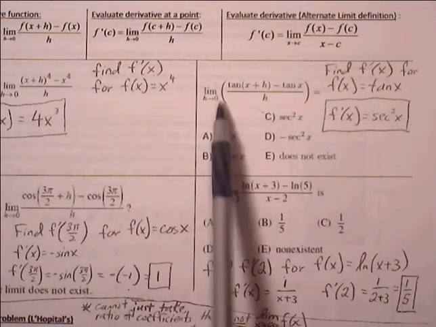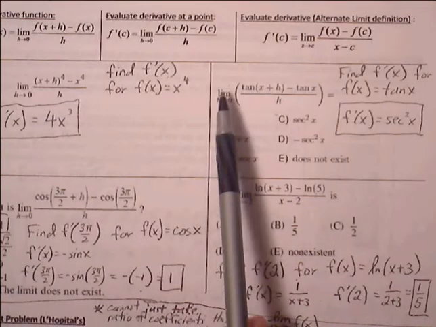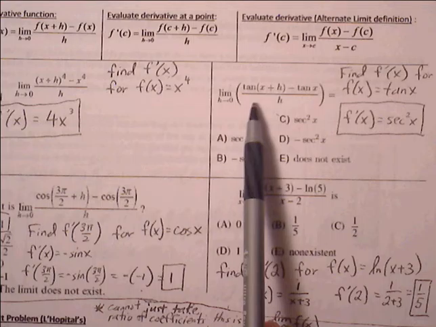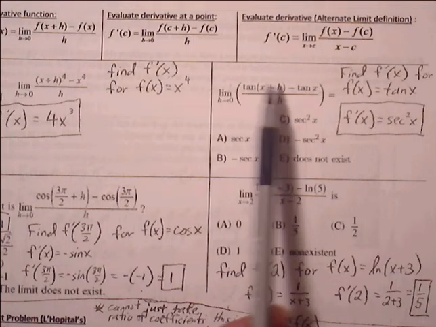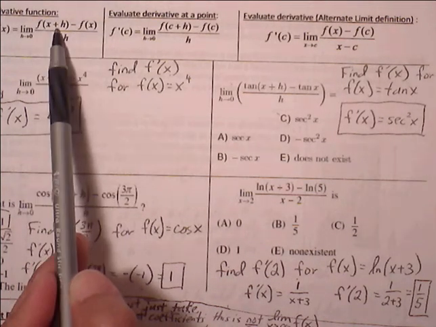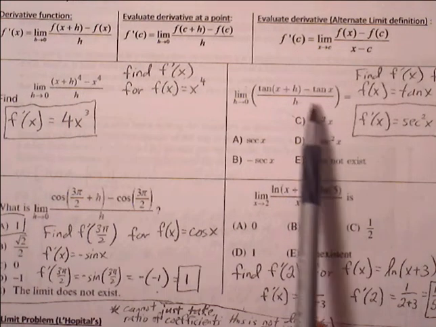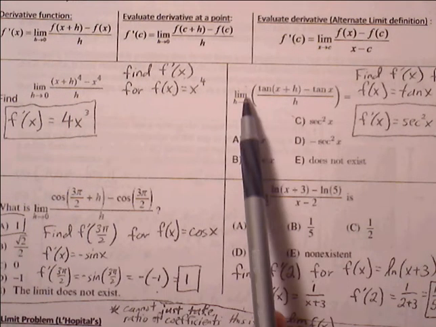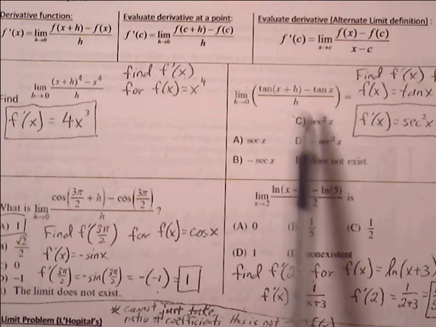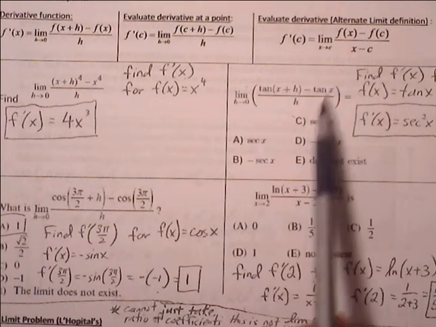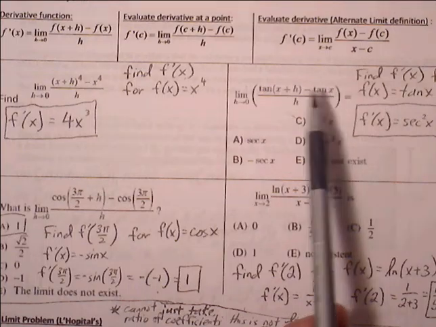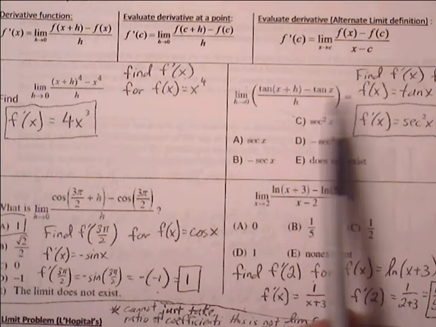All right, let's look at the second one here. This is another conceptual problem that deals with the limit definition of a derivative. Notice that tangent of x plus h represents this portion of the limit definition. F of x is therefore tangent of x, and everything looks like it's in the right place. So really this is asking for the derivative of a particular function, and that function is tangent of x.